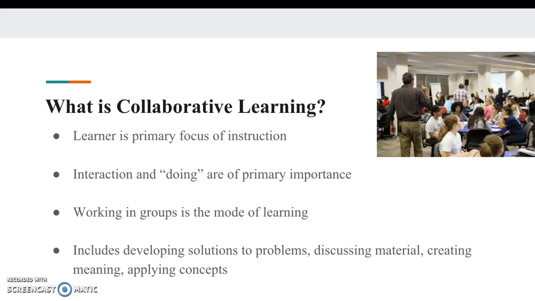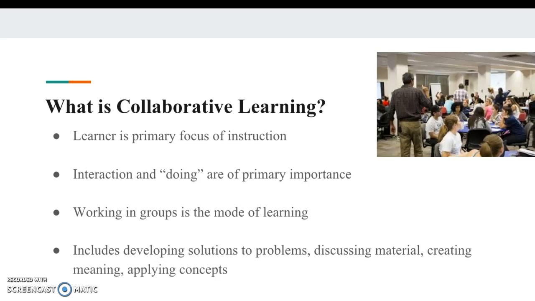It also includes developing solutions to problems. So some of you who are in programs where you have problems and you must think on your feet, collaborative learning can be developed to help solve those problems. It's a way to discuss material. It's a way to create meaning, and also a way to apply concepts.